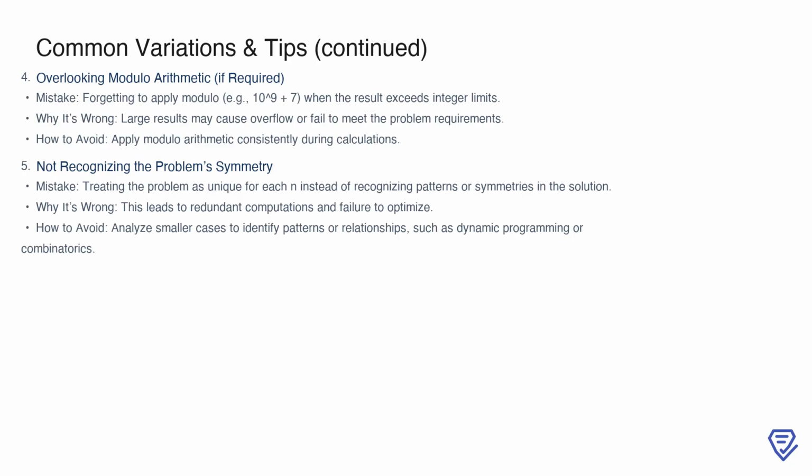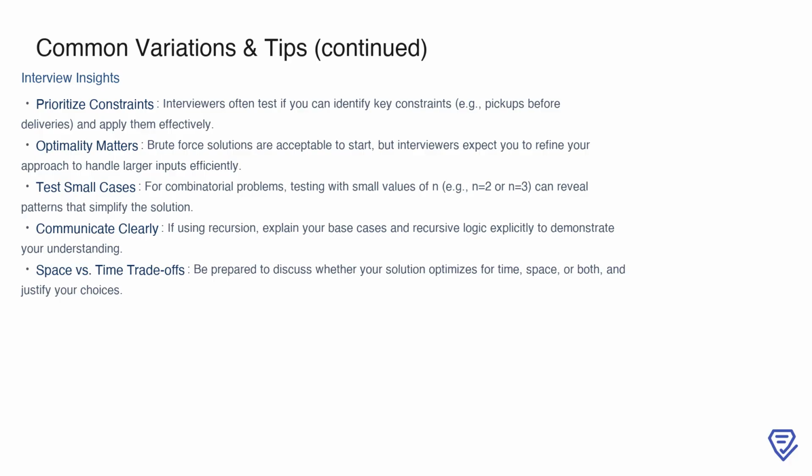Additionally, failing to recognize the symmetry in this problem can lead to redundant computations. The relationship between smaller and larger cases often reveals useful patterns that can simplify the solution. For example, studying how sequences behave for lower values of n can help you identify combinatorial or dynamic programming relationships. By leveraging these patterns, you can optimize your approach and avoid treating each n as a unique problem to solve from scratch. In an interview setting, there are key approaches that will help you stand out when tackling this problem.